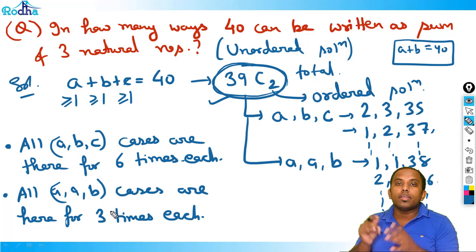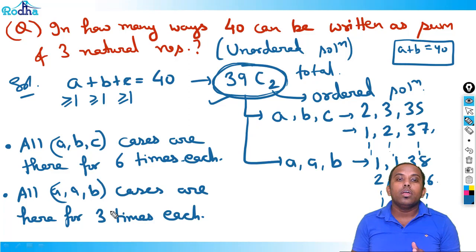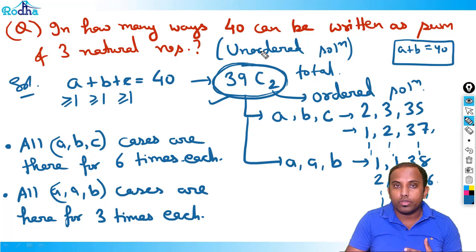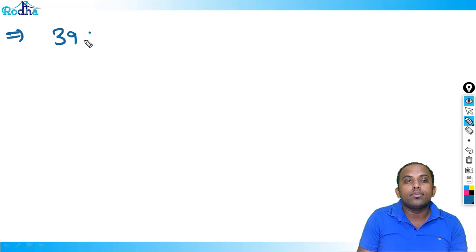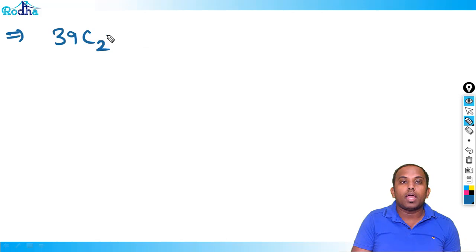Understand the logic? So what do I need to do here? I have to remove these cases from here, because in my unordered solutions, I want each ABC case to be there only 1 time, and each AAB case only 1 time. So from the total 39 C2 cases, I will remove all the cases of the form AAB.